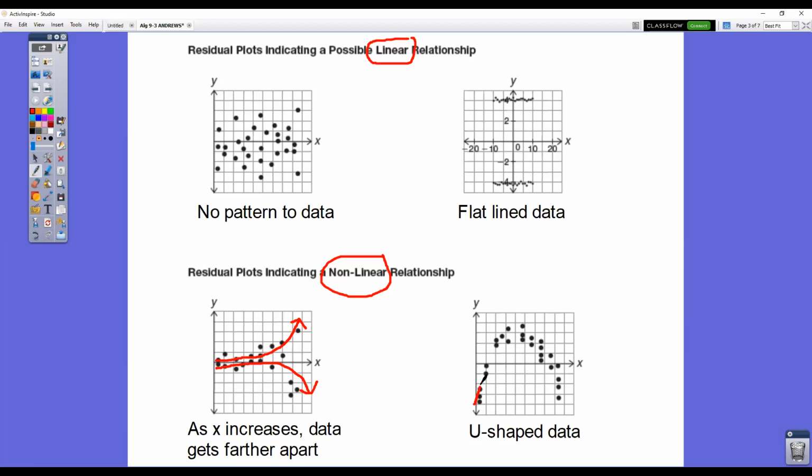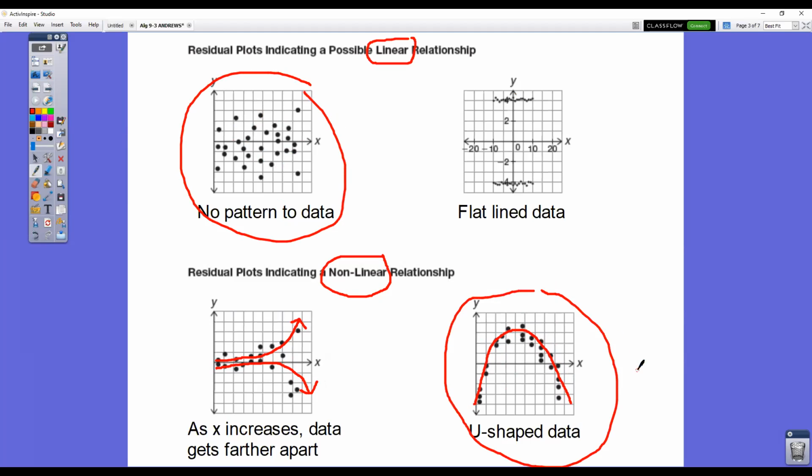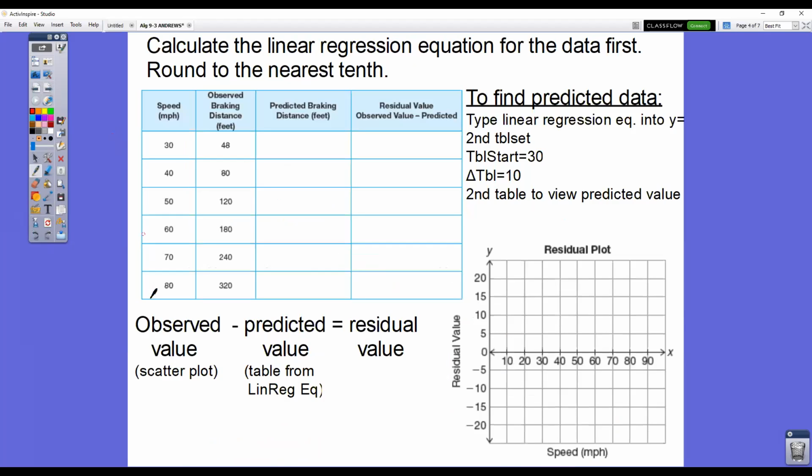It's also non-linear when it is a U-shaped residual plot, all right? So most of the time on the Regents exam, if they have this question, it's a multiple choice. They'll either give you this picture or this picture, asking you which one of the following graphs indicates a linear relationship, or which indicates a non-linear relationship. So you really need to know that the scattered all over the place dots are linear, the U-shaped is non-linear. Those are probably the two biggest ones that you need to know.